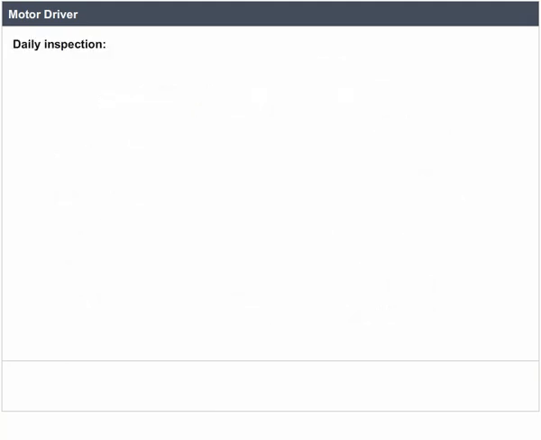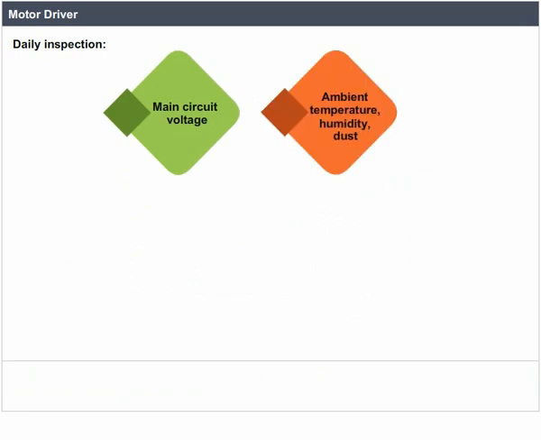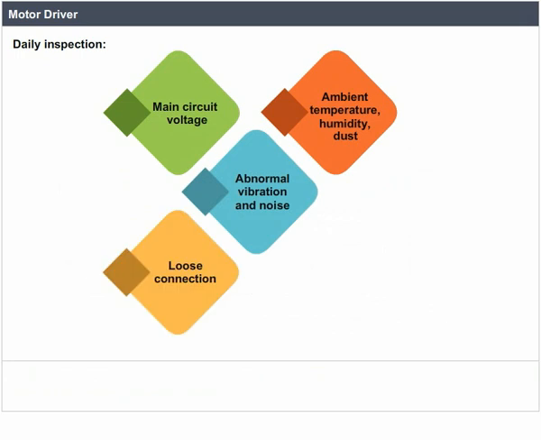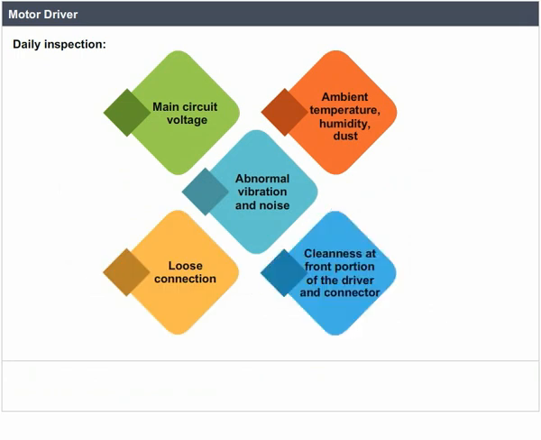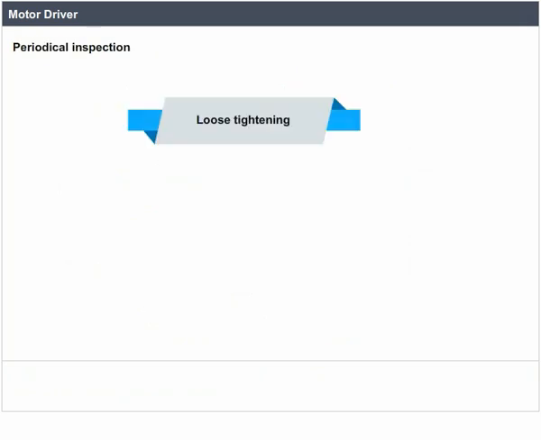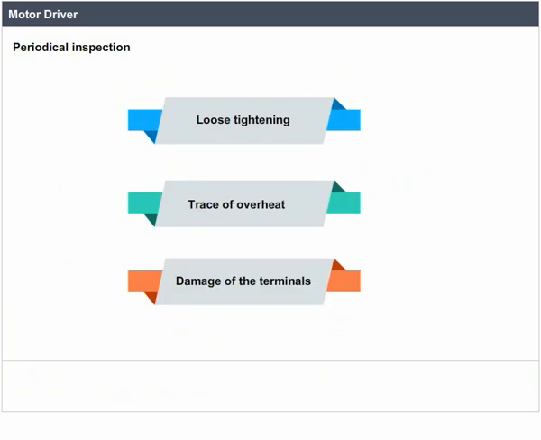Daily inspection. Main circuit voltage, ambient temperature, humidity, dust, abnormal vibration and noise, loose connection, cleanliness at front portion of the driver and connector. Periodical inspection: loose tightening, trace of overheat, damage of the terminals.